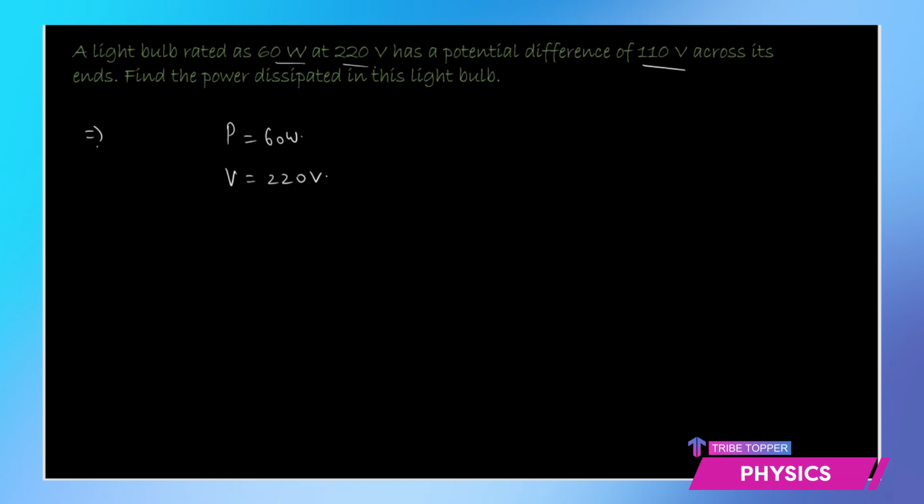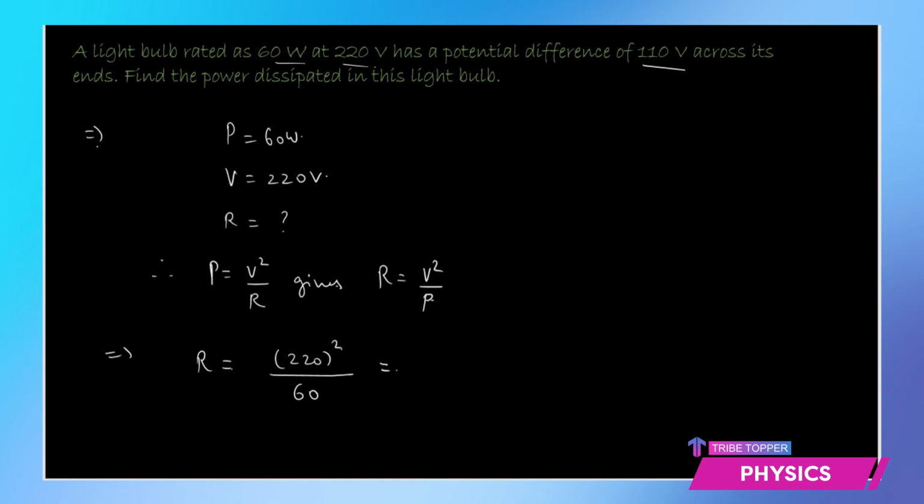So what we can do is that we know the power, we know the voltage. So let's find out the resistance of this bulb first of all. Using power is equal to V square by R gives you that R is equal to V square upon P. So we get R is equal to 220 square upon the power, which is 60. And solving this we get 806.7 ohms. So that's the resistance we get. Now the resistance of the bulb will not change.